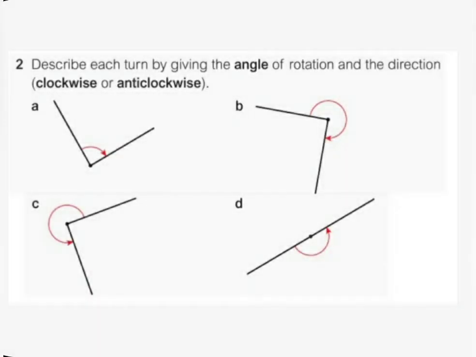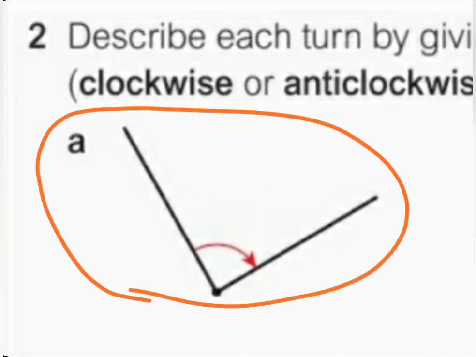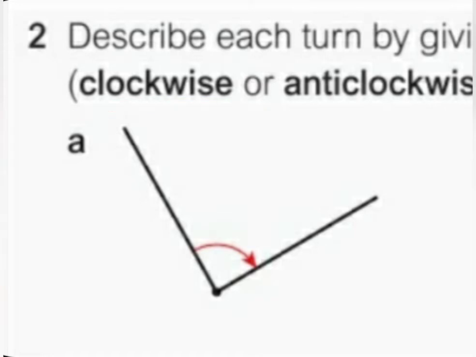Question 2. Describe each turn by giving the angle of rotation and the direction, clockwise or anti-clockwise. Now, to describe a rotation, you have to give the angle and then the direction of rotation. Is it clockwise or anti-clockwise? Now, let's take a look at A, for example. In picture A, we have a rotation to this side. Now, how do we know the angle of rotation?